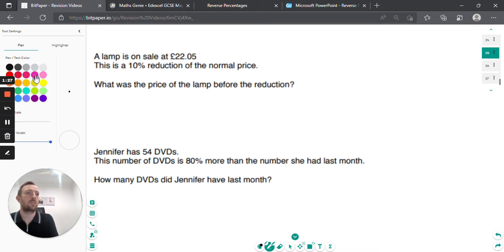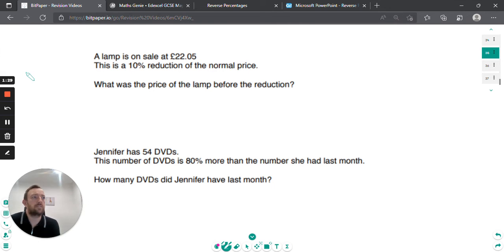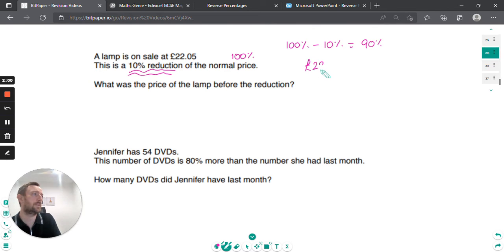On this one, okay, so a lamp is on sale at £22.05. And this is a 10% reduction on the normal price. So as I've just said, the normal price is always 100%. And this is a 10% reduction. So I'm going to take 10% from 100. And that gives us 90%. So £22.05 is 90% of the full value. So I'll just write that down as well so we can understand it.